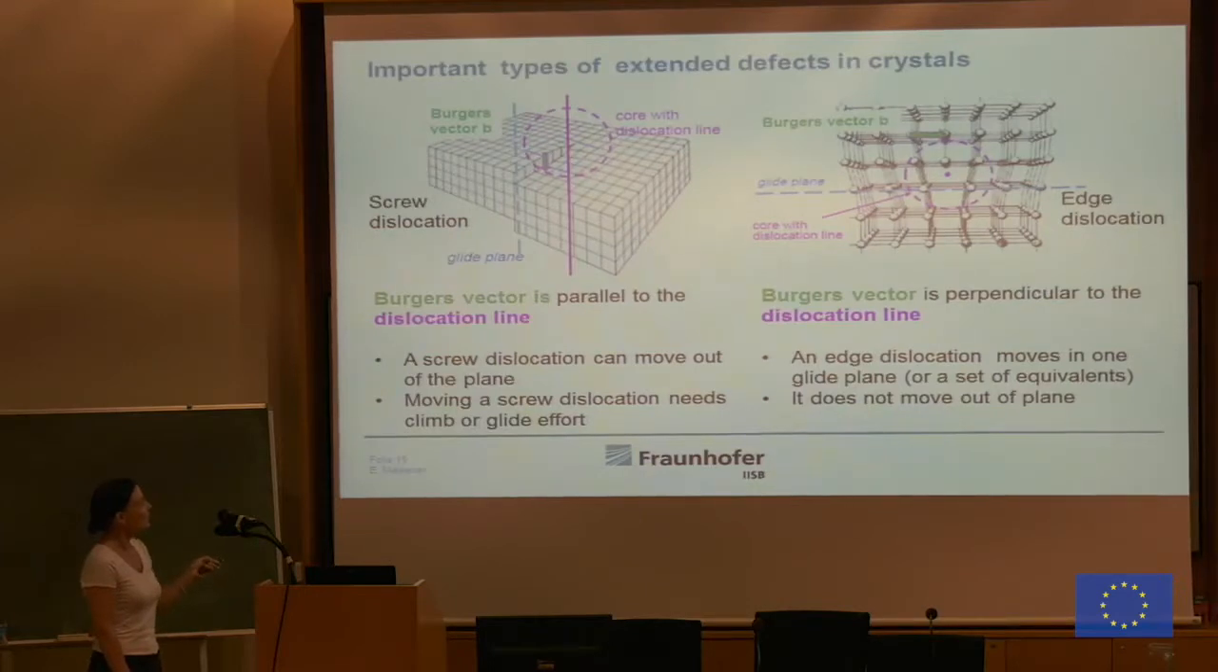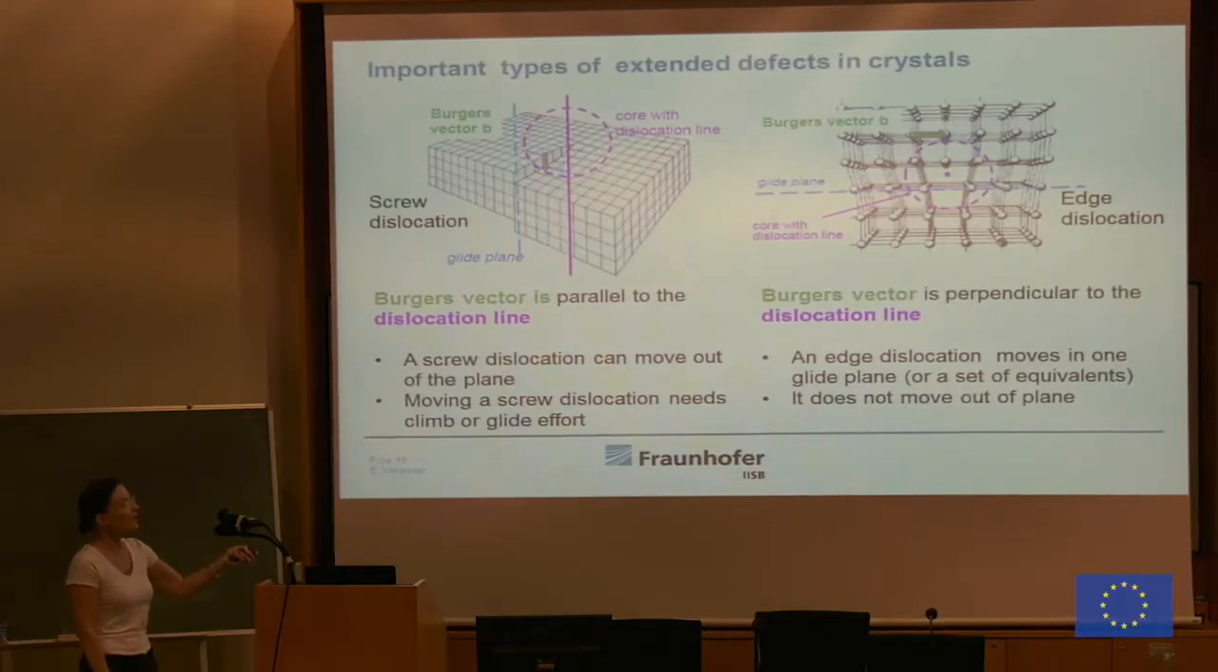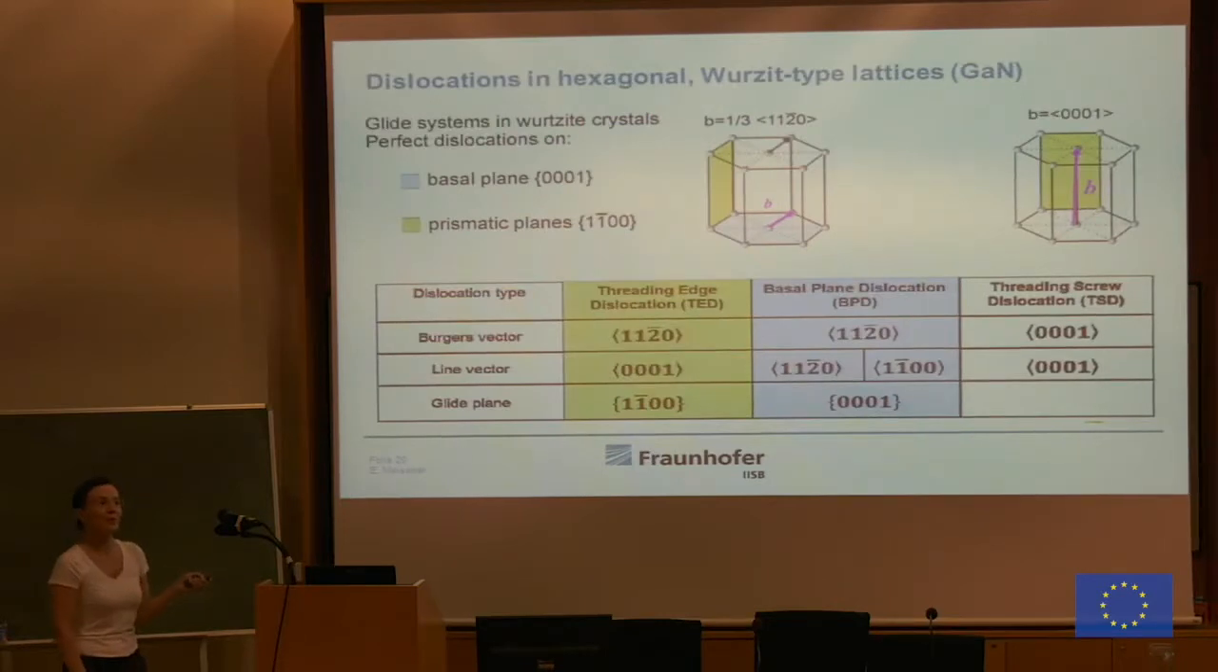So a screw dislocation can move out of the plane, as you can see here. It can have a surface component on the planes. And moving a screw dislocation always means that you need an action of climb, or glide effort, which is larger than the effort if you move a dislocation along a singular plane, which you can do with an edge dislocation. So if an edge dislocation moves, you can move it in a set of glide planes or symmetric equivalents of glide planes, and it does not need to move out of the plane. So you see that there is a different action that you have to do, for example, to a dislocation to move it.